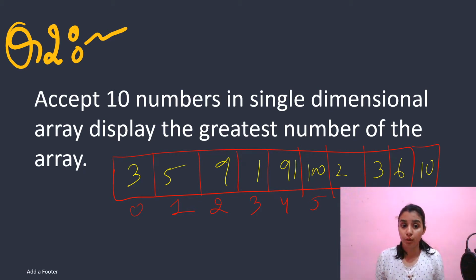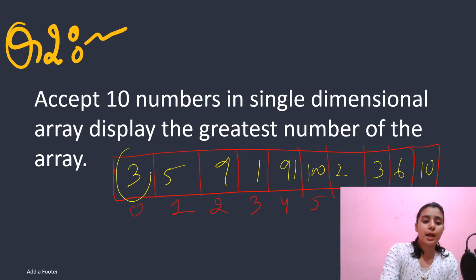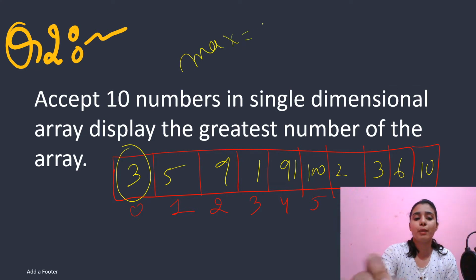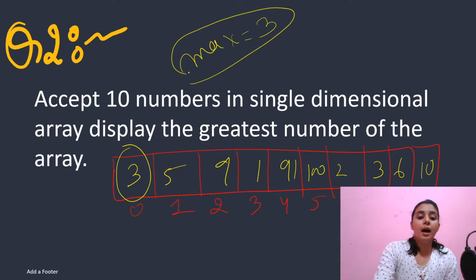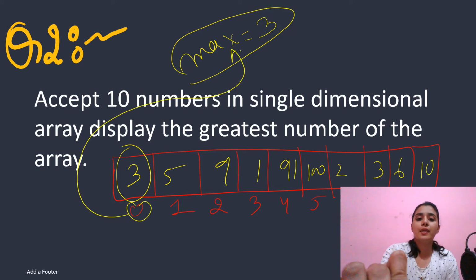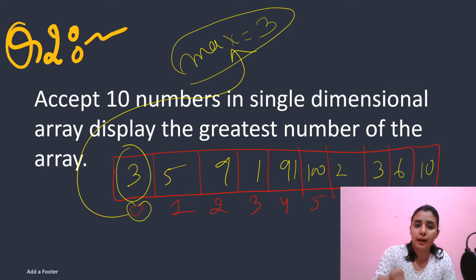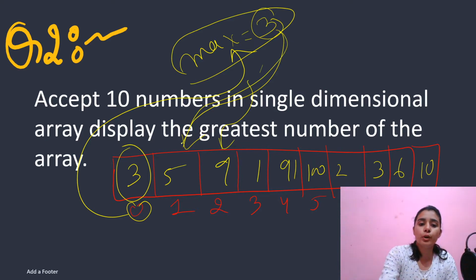Now what will we do in the program? There are many ways we can do it, but here the simple way is that I will take this value and put it in a single variable. Let's say this is max, and I will keep the 0th location's value in this max variable. After that, I will compare this value with this, then with this. See here, I am comparing it with this value, 5.